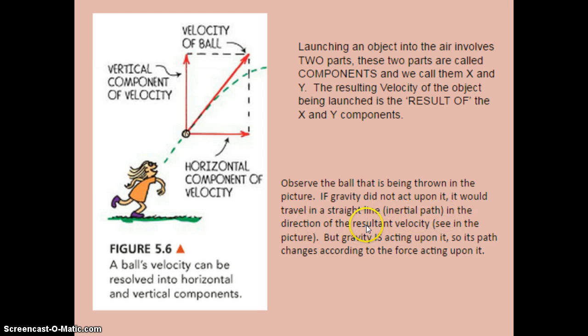So in the direction of the resultant velocity, right? So that's what we looked at in the picture. But gravity is acting upon it, so its path changes according to the force acting upon it. And gravity is acting downward, so its path is going to change as a result.